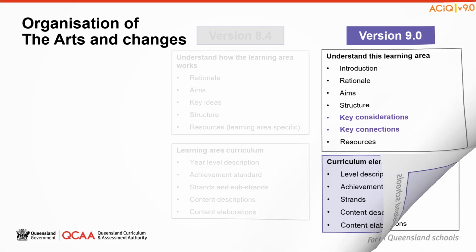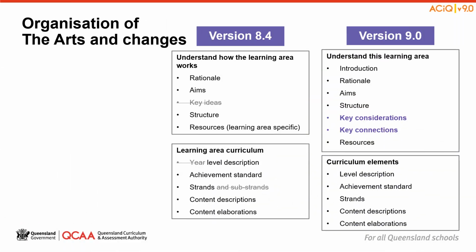arts. Other variations between version 8.4 and version 9.0 are indicated by changes struck out, and bolded in purple are the new sections which include the key considerations and key connections. These will, at different times, influence planning.